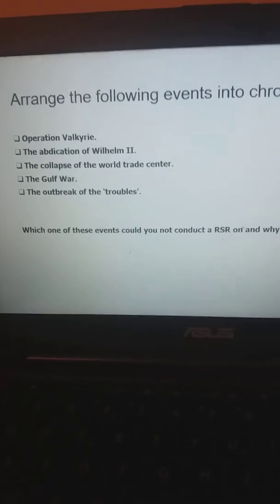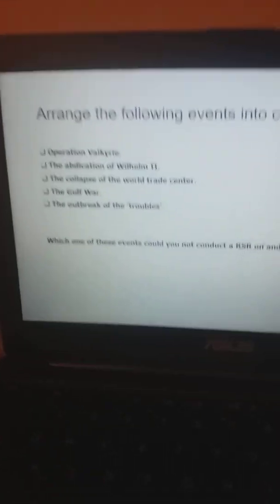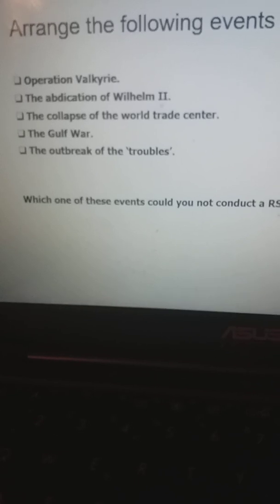Look at the events here and realise that they're not in chronological order. Your job here, folks, is to put it in chronological order. Operation Valkyrie, the abdication of Wilhelm II, the collapse of the World Trade Center, the Gulf War, and the outbreak of the Troubles. Clearly they're bundled up, put them in chronological order, starting with the earliest period and finishing with the last. Moving on, which one of the events could you not conduct an RSR on, and why?